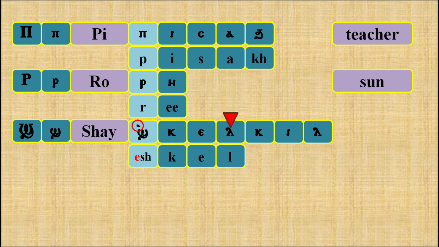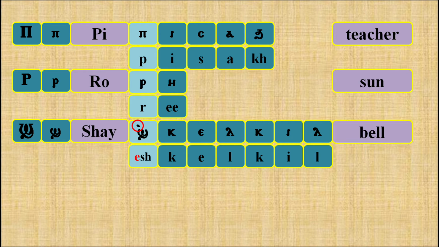We haven't learned it yet, but we have seen it before in a previous word as an L. And then another Kappa, so another K. This one, Iota again. Kappa's not a vowel. Lambda's not a vowel. So this would be an I. And then finally another Lambda for an L. So it makes the word Ishkel Keel. Ishkel Keel means bell.